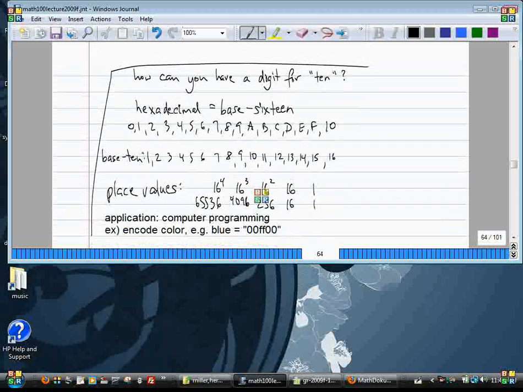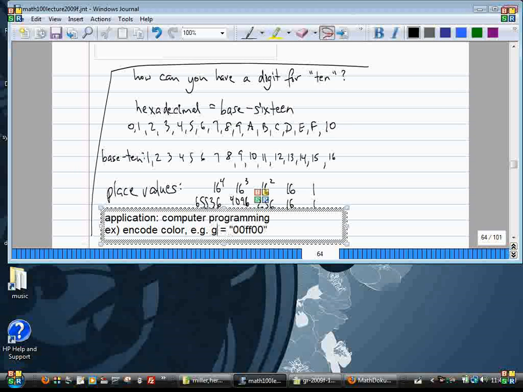Actually, that should be 0000FF. Or is it RB? RGB, yeah. So I have to change this. This is green. I think this is right. Okay.